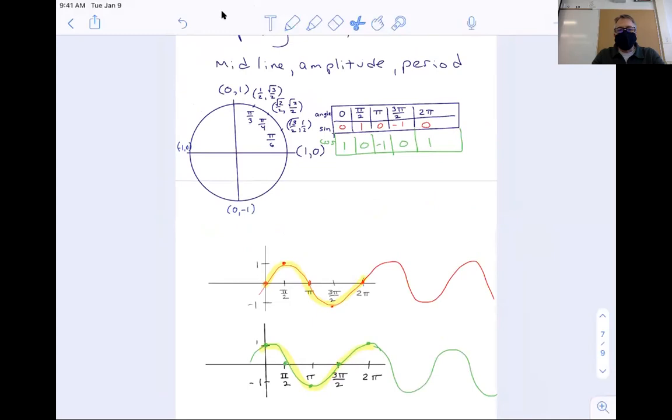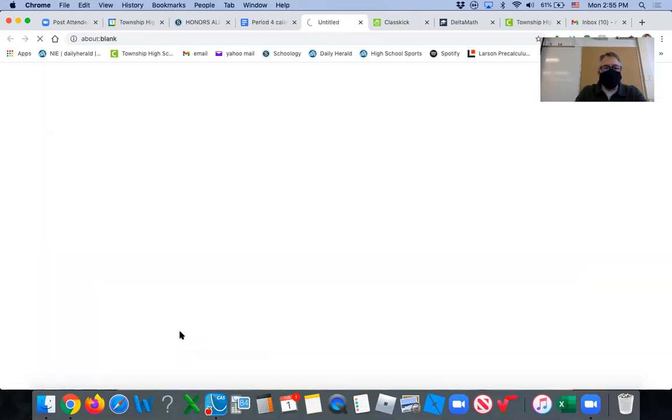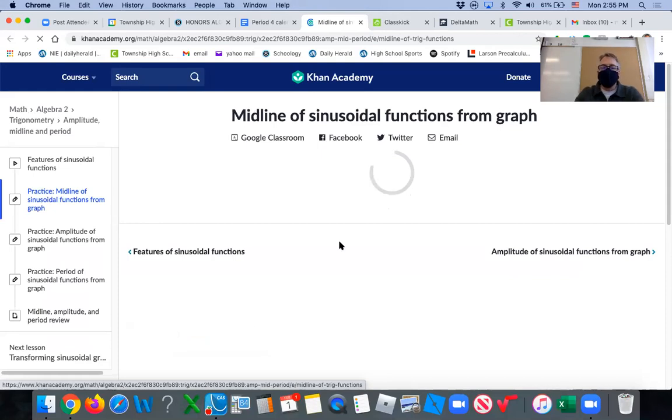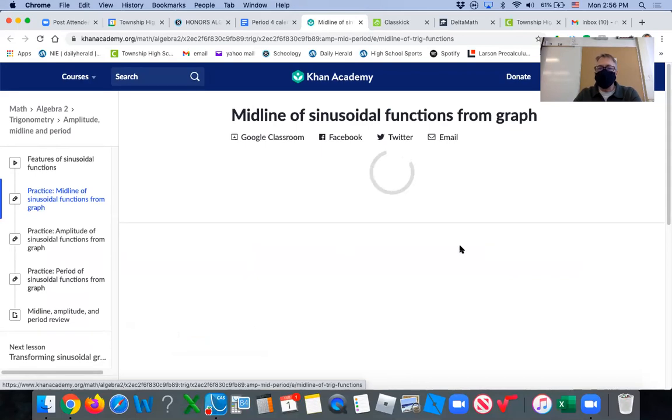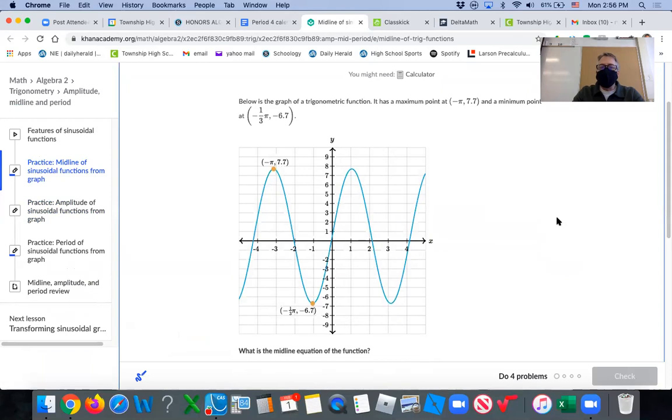So just stick with me here. You don't need to go to this just yet, but I'm going to open up a link here to finding a midline. I'm going to do a couple, and then I'm going to have you guys do a couple as practice. So if we want to find the midline of this sinusoidal graph, that's a hard word to say, sinusoidal, that means the line that is right in the middle of the graph.